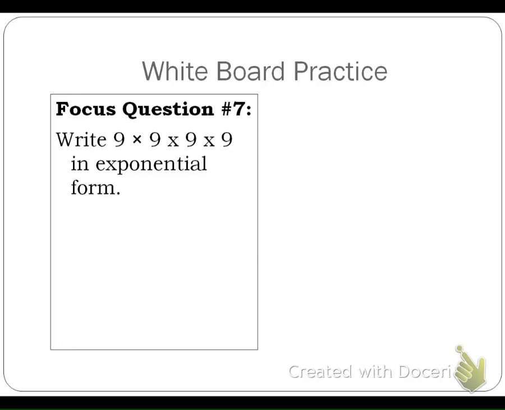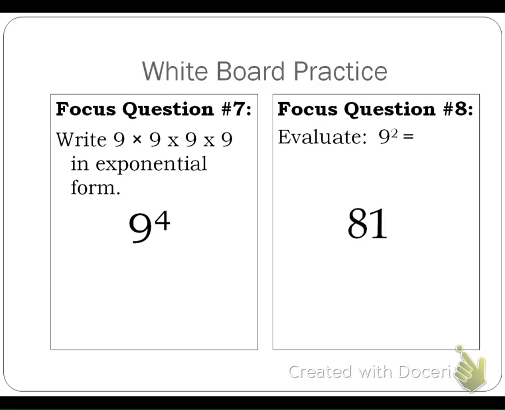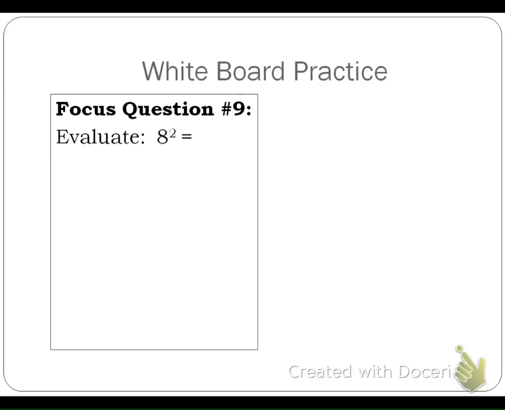How would you write this in exponential form? Did you put down 9 to the 4th? Here we have 9 to the second power. Again, this one should be pretty easy for you. 9 to the second is the same thing as 9 times 9, which is 81. 8 to the second is 64, because it's 8 times 8.